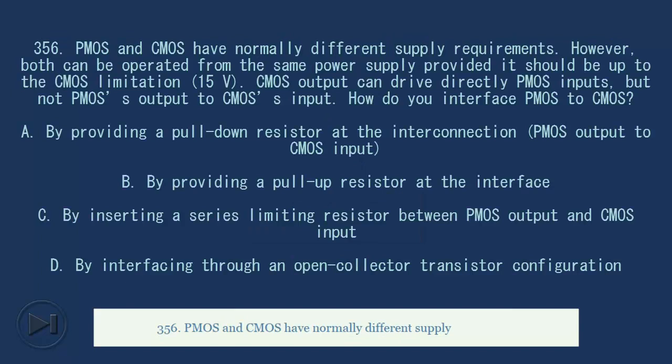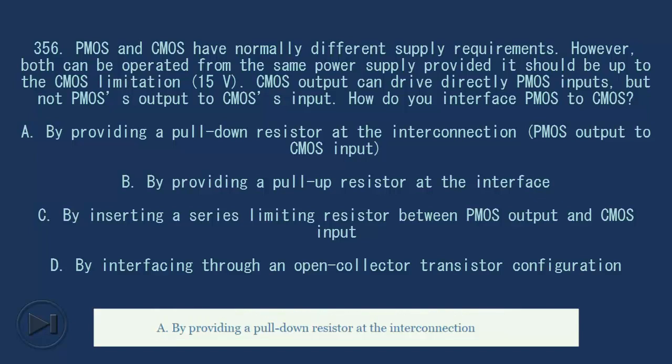356. PMOS and CMOS have normally different supply requirements. However, both can be operated from the same power supply provided it should be up to the CMOS limitation, 15V. CMOS output can drive directly PMOS inputs, but not PMOS's output to CMOS's input. How do you interface PMOS to CMOS?